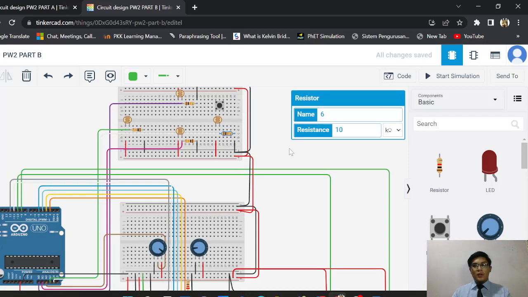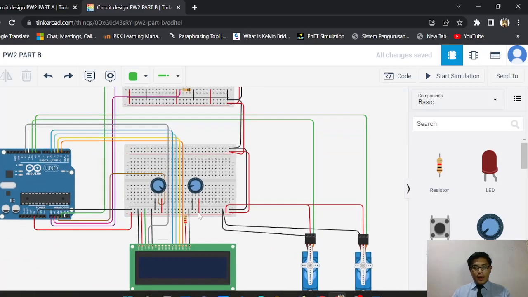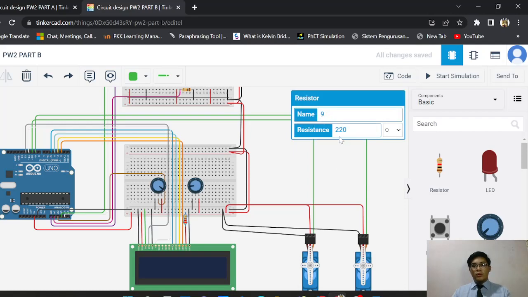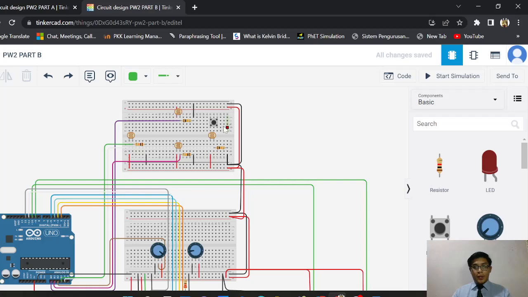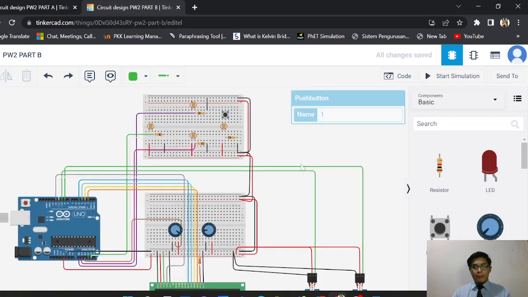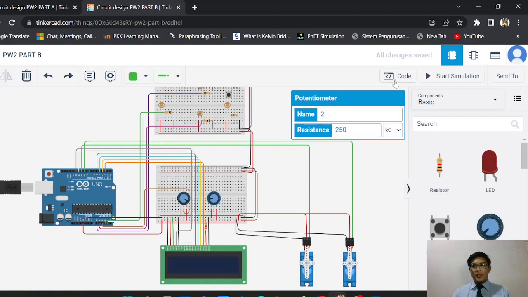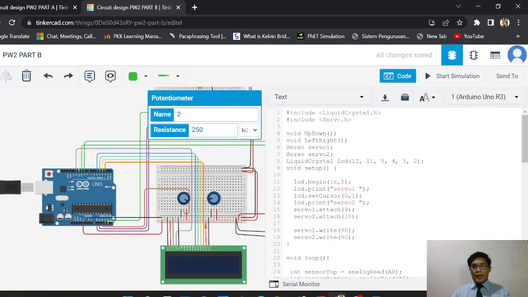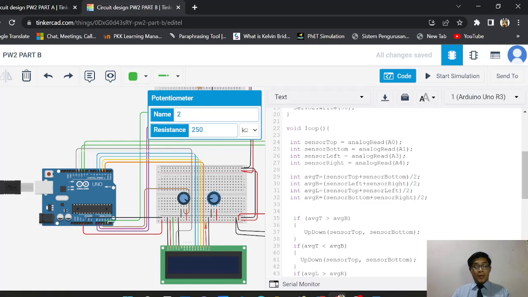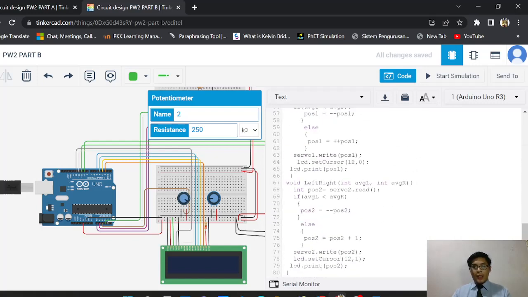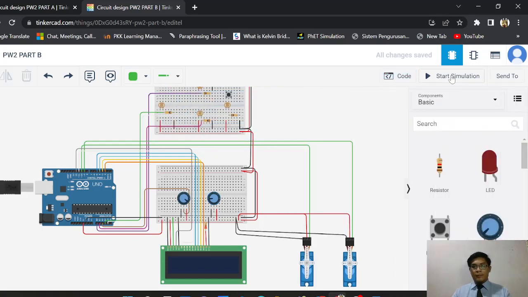I'm using 5 resistors, which are 10 kilo ohm and 220 ohm resistors. I'm also using the push start button, and I'm using 2 potentiometers. So this is the code that I'm using for this my part B, and I start the simulation.